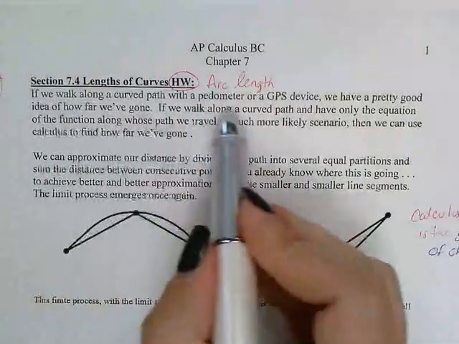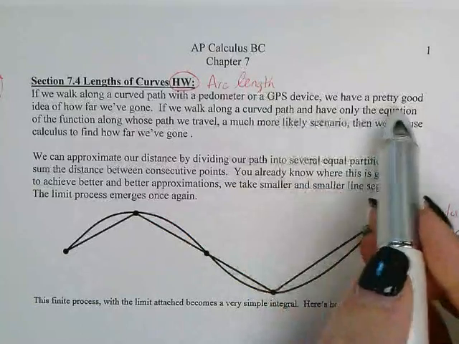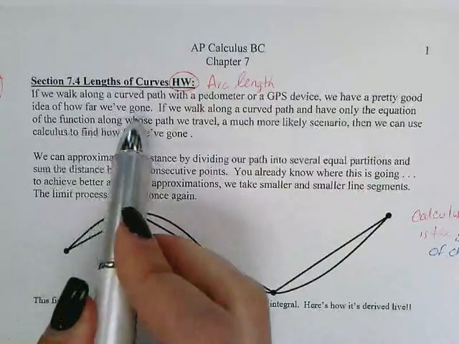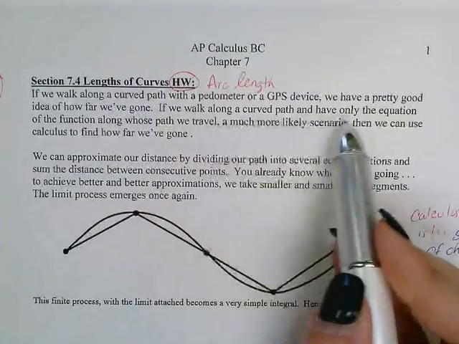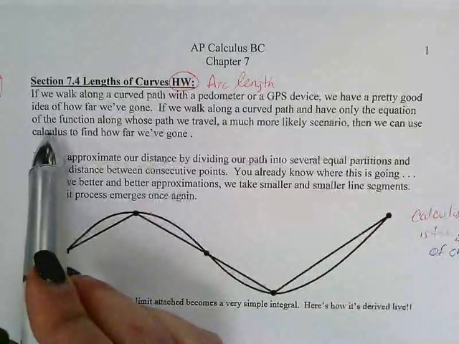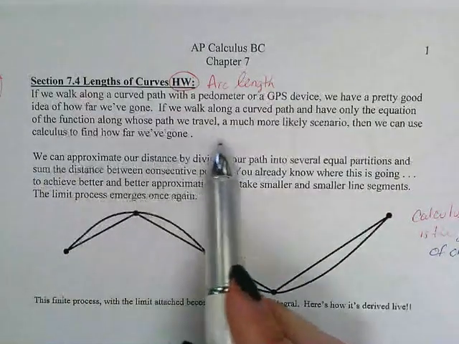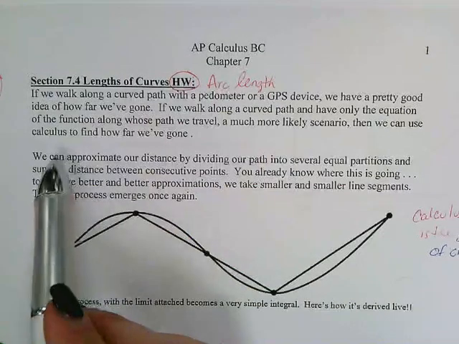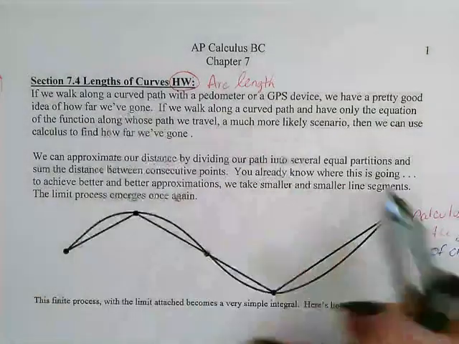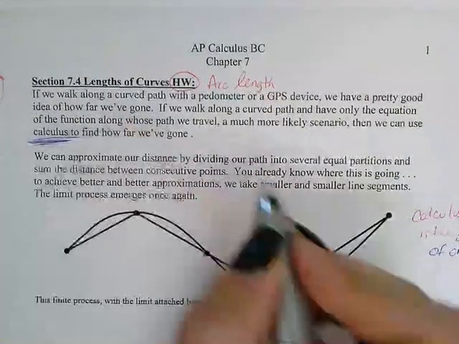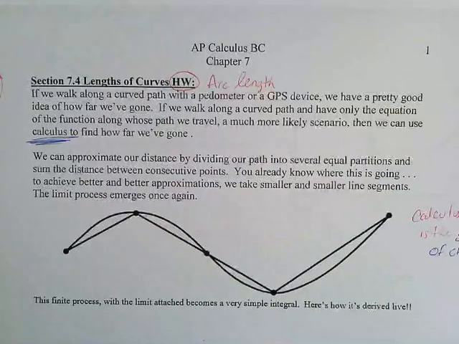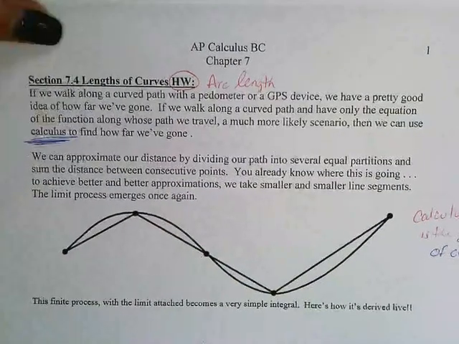So if we walk along a curve with a GPS device, we have a pretty good idea of how far we've gone. If we walk along a curved path and have only the equation of the function along whose path we travel, a much more likely scenario, then we use calculus to find how far we've gone. Okay, so of course this will never happen, but you're in calc class, right?